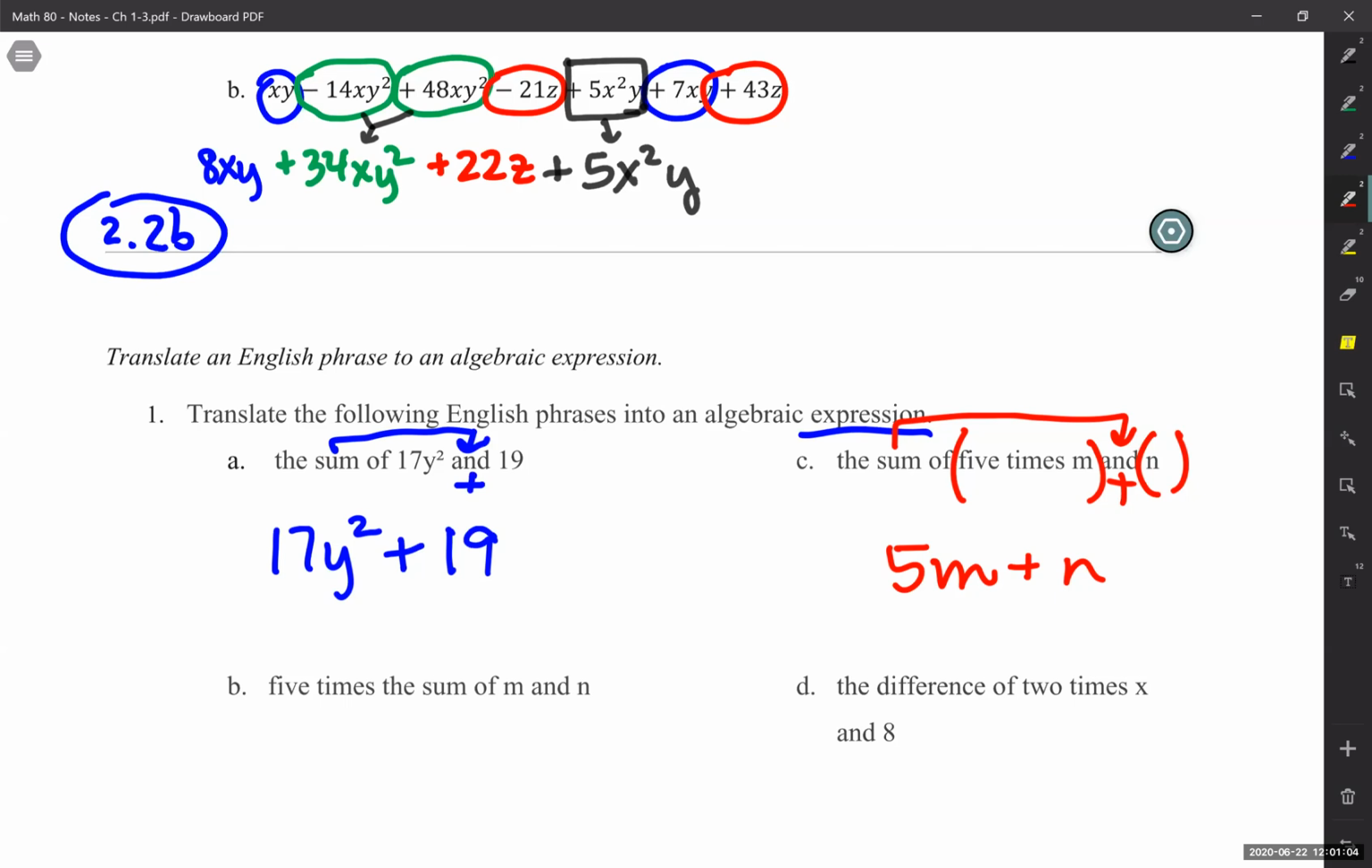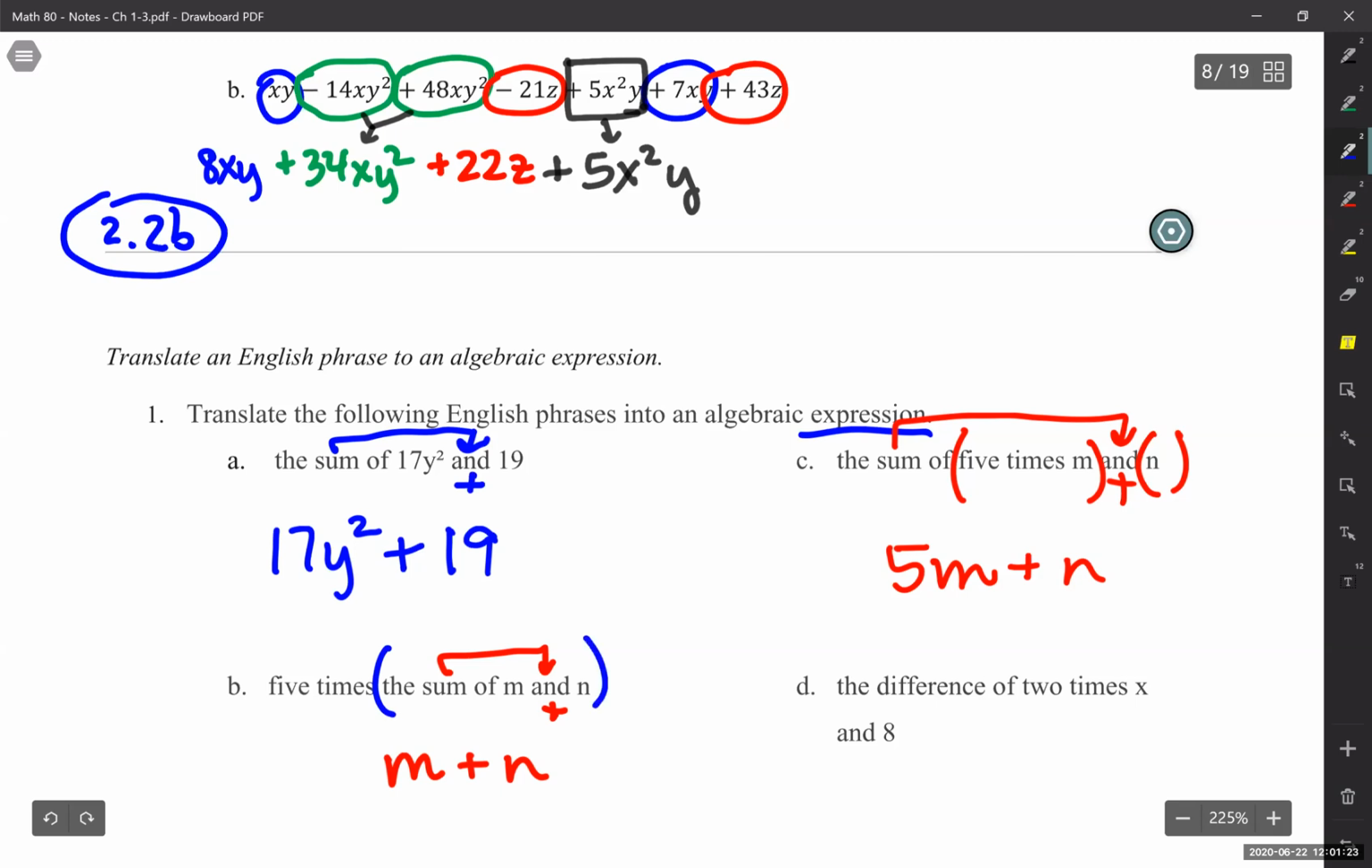Now let's look at B. Similar, but the 5 times comes in front of the phrase the sum of. So the sum of m and n is just m plus n. But we are doing 5 times that sum. So I need a 5 times, and you can put 5 dot, or you can just put the 5 next to the parentheses. It's 5 times the sum, 5 times the addition. Whereas part C says the sum, the addition, of 5m and n.